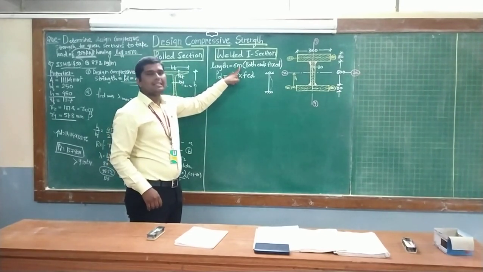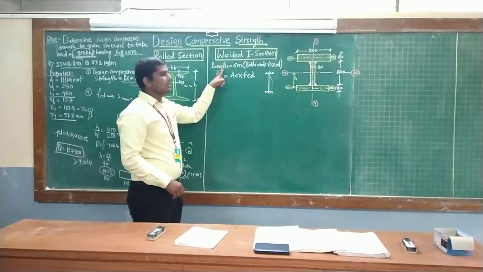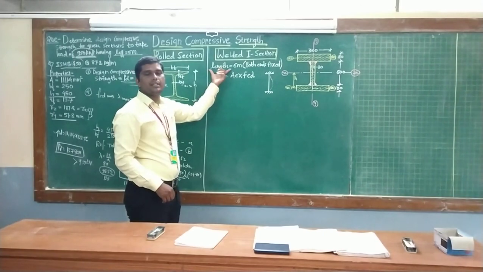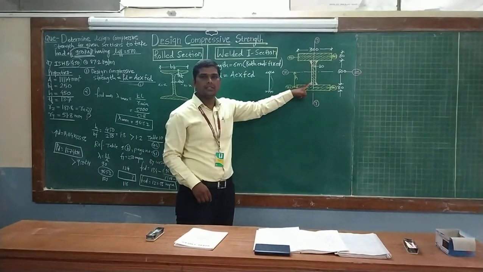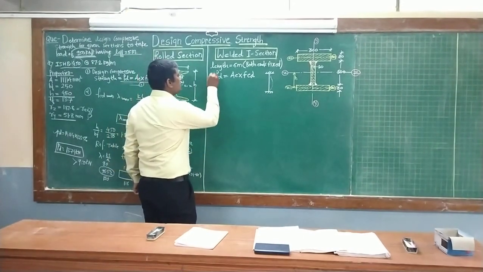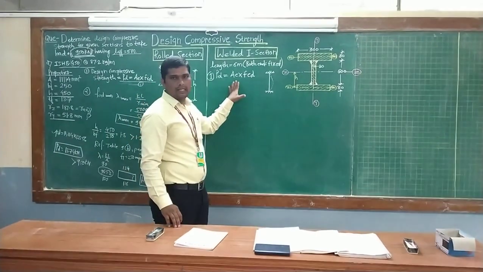Dealing with the solution, we know that the length of this member is 6 meters or 6000 mm. We need to find the effective length, because here L effective is not mentioned; only the length is given for this welded I section. First, find out the design compressive strength, that is our final target.